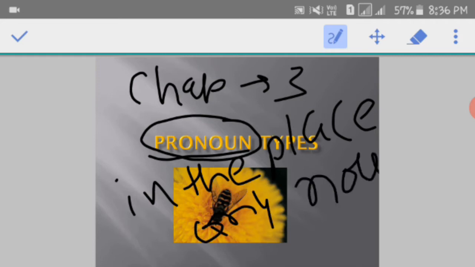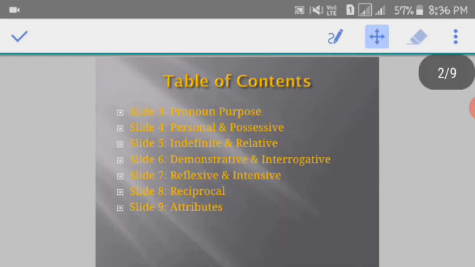This is the definition, and I don't think I need to explain it further. So we are moving on. What is a pronoun? A pronoun is a word which is used in the place of any noun.